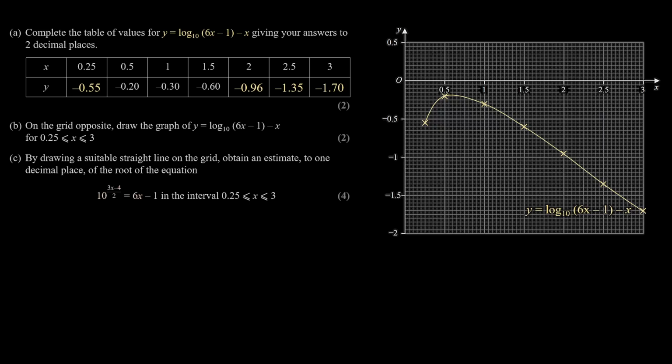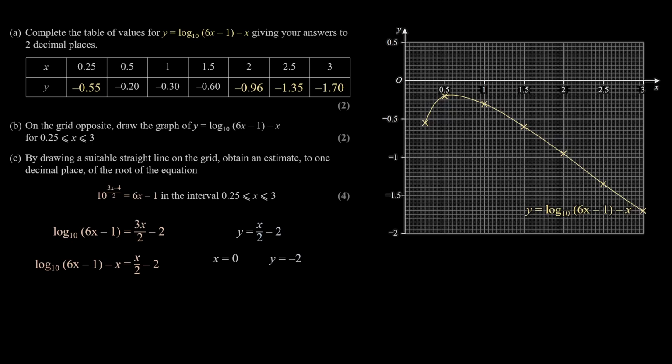Next, we need to estimate the root of the equation by drawing a straight line. The equation can be written in logarithmic form: log base 10 of 6x minus 1 equals 3x over 2 minus 2. Subtract x from both sides, and the right side becomes x over 2 minus 2. So we can draw a straight line for y equals x over 2 minus 2.